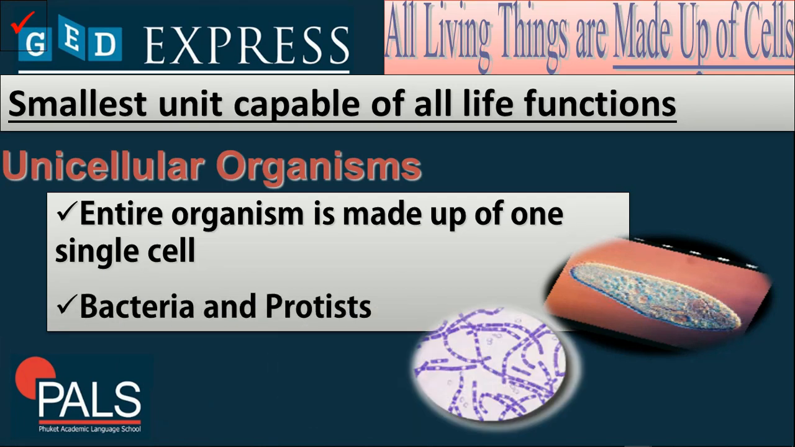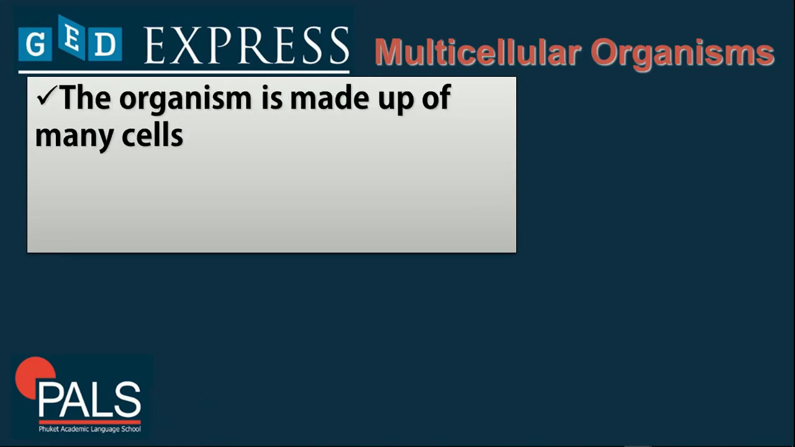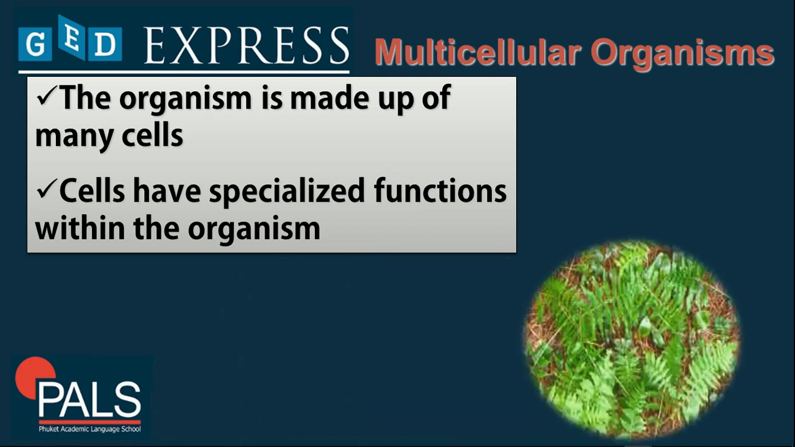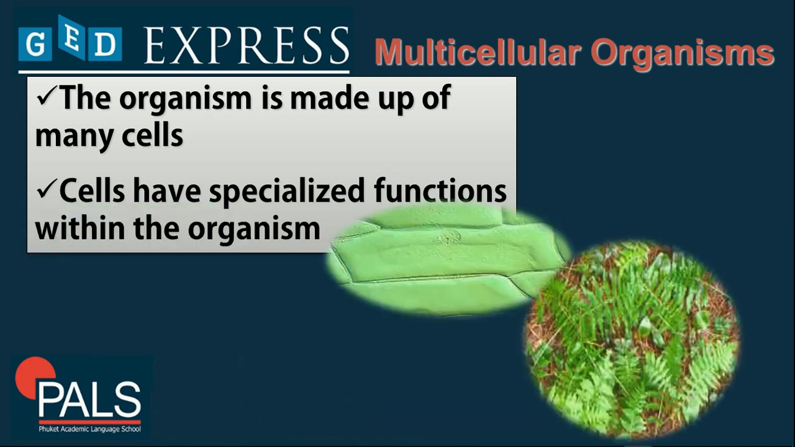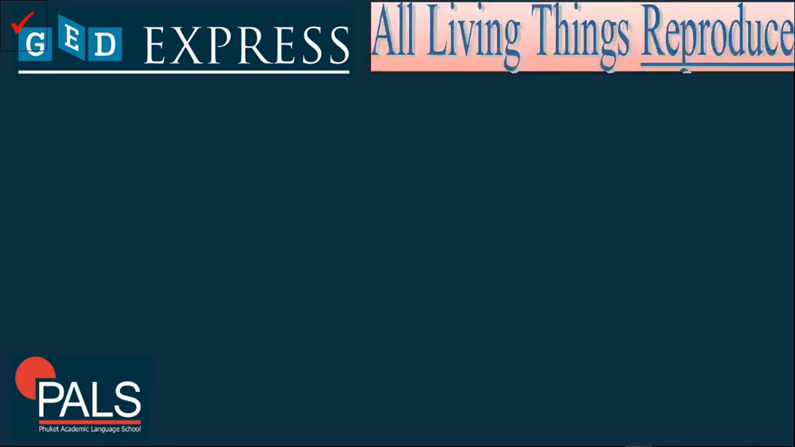Next we have multicellular organisms. Multicellular organisms are plants and animals. That means they have two or more cells, or a union of cells working together. And these cells have specialized functions within that specific organism. That is true among plants and animals.